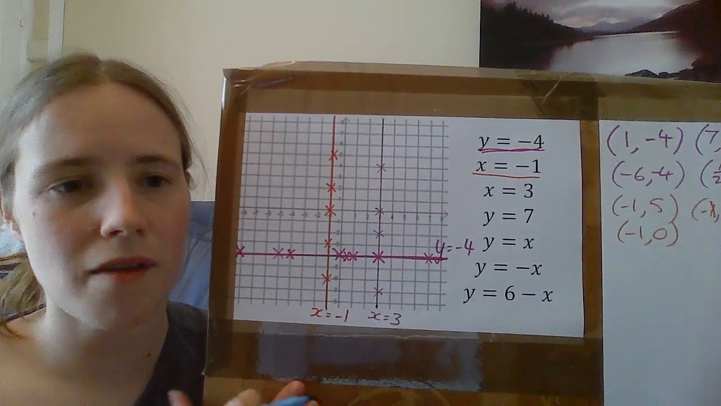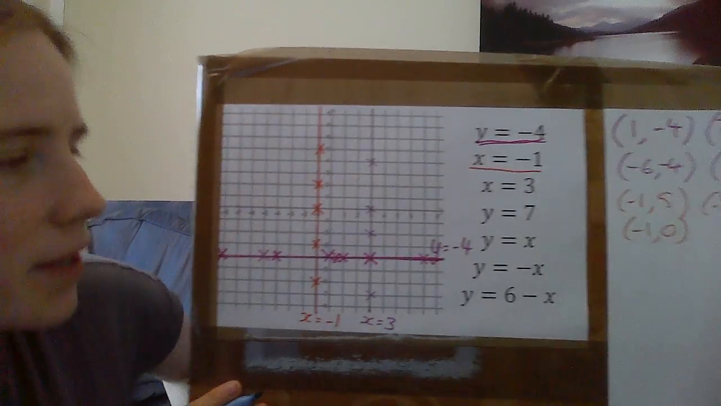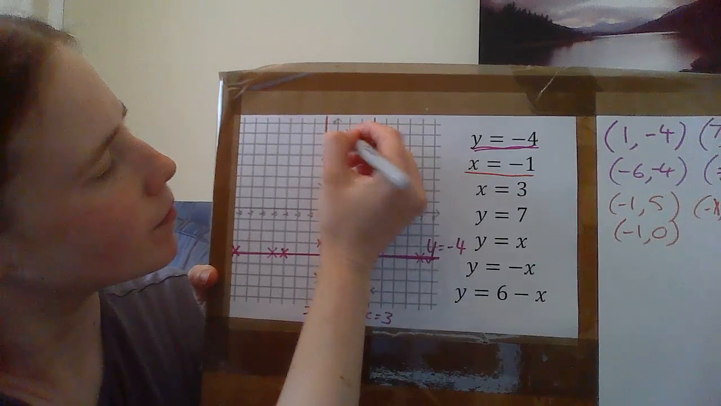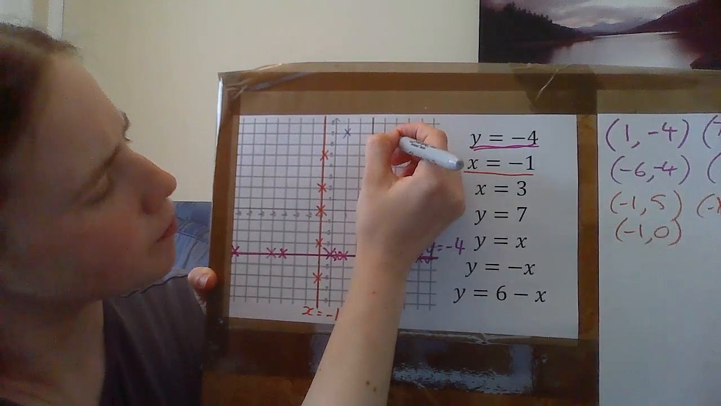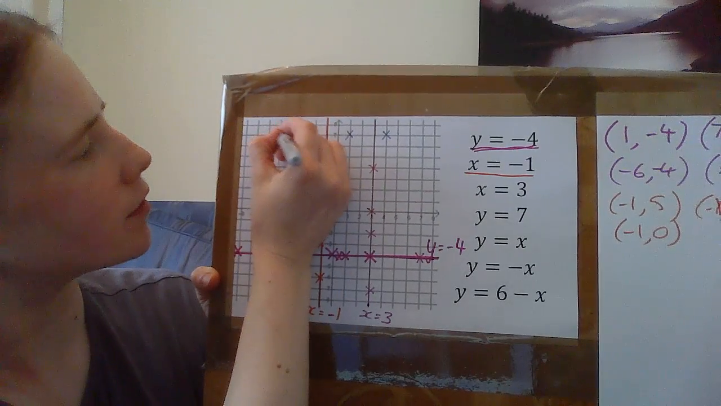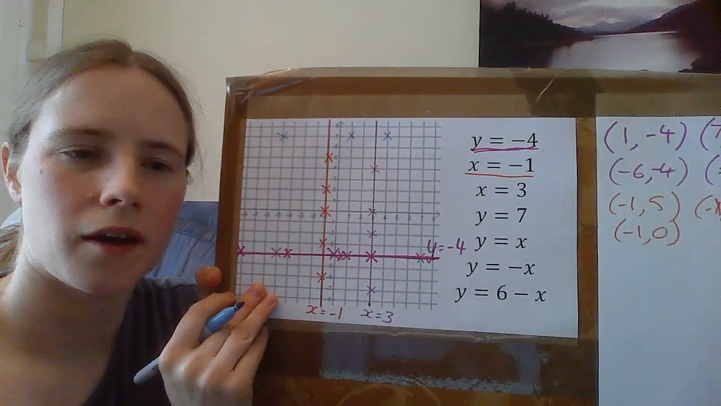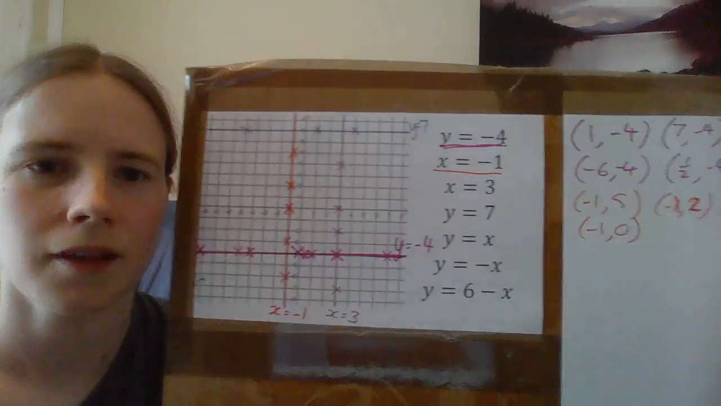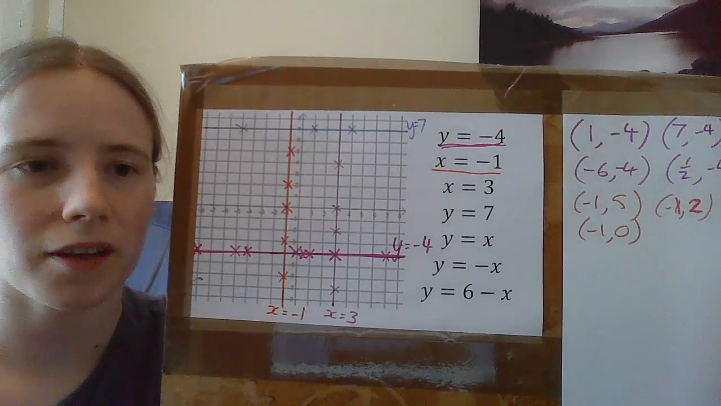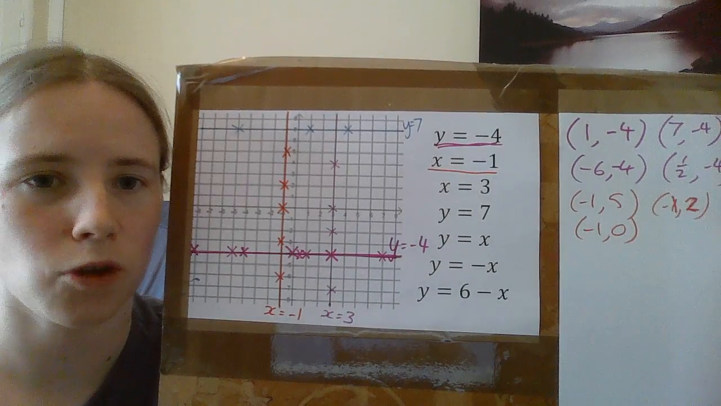For y equals 7, we need coordinates where the y value is 7. So we could go, for example, for (1, 7), (4, 7), (-5, 7), and we get a horizontal line going through 7 on the y. Okay, so there's our horizontal line, y equals 7. Well done if you managed to figure those out before I told you them.